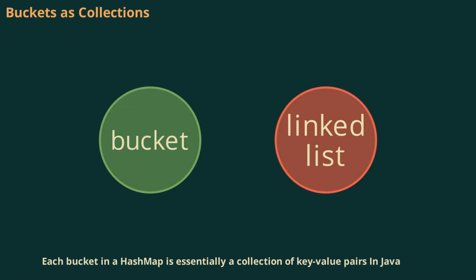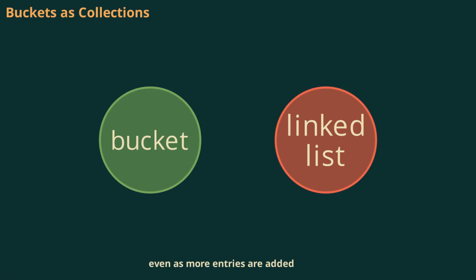Each bucket in a hash map is essentially a collection of key-value pairs. In Java, this collection is typically a linked list. When a collision occurs, new entries are simply added to the end of the list. This design keeps the hash map efficient and easy to manage, even as more entries are added.